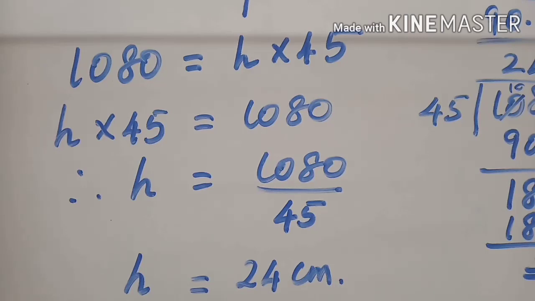Based on these three sums, find the area, then find the one parallel side, and next find the height. Based on these three sums, I will give you homework. Please go through the video twice or thrice, then you can do your homework sum and send your response. Okay? Right. Thank you.